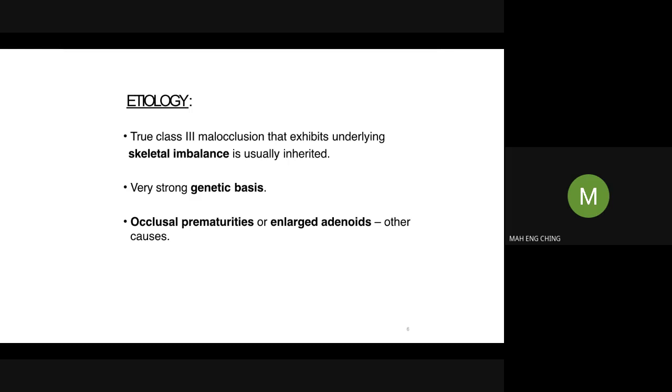Occlusal prematurities or enlarged adenoids can be other causes. Sometimes you can have a premature contact, meaning the incisors have a premature contact and the mandible slides forward. We call it displacement or functional shift. This can cause a class 3 malocclusion also. Sometimes you have enlarged adenoids, and you have a nose blockage or sinus problem, then the patient tends to breathe through the mouth. This kind of patient can have a class 3 skeletal pattern. So there are other causes also, but mainly genetic.